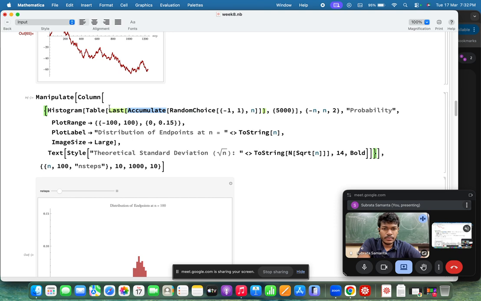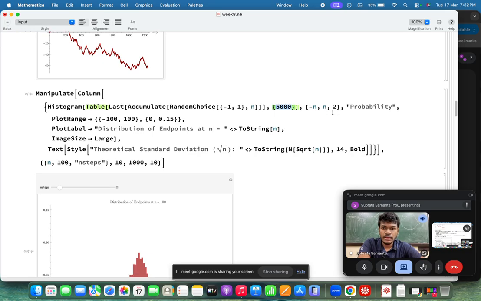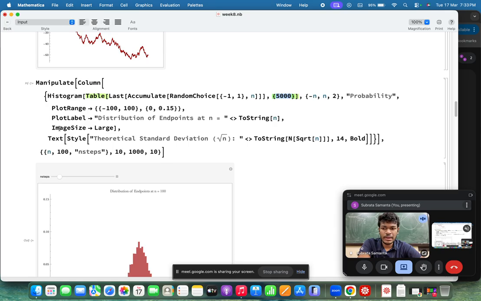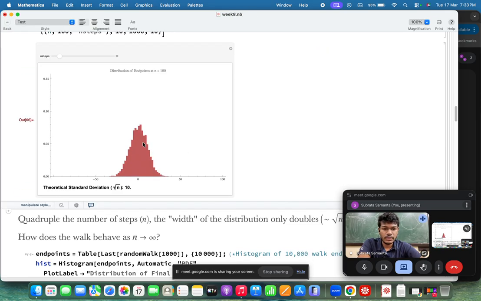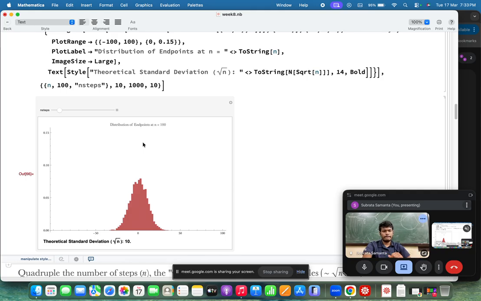And we create a table for 5000 times, where n varies from minus n to n with a gap of 2. And we perform this for different n. So that is what I am performing with Manipulate here. So, you will see here, this is for n equals 10. Now, what do you expect if n increases?